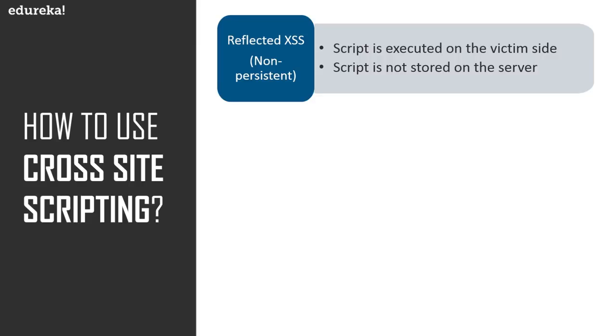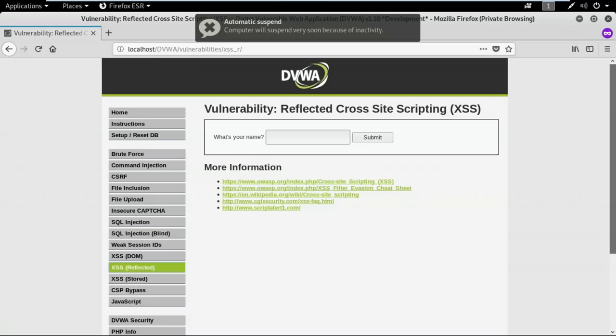Now let's see how to hack a web application using reflected cross-site scripting. I'm using Damn Vulnerable Web Application to show you these demos. If you don't know what this is or how to install and configure it, I have a video on how to install Damn Vulnerable Web Application. Go through it, install it on your system, and then you can practice different hacking techniques on this. So here I've chosen a reflected cross-site scripting attack. Now let's see how this works.